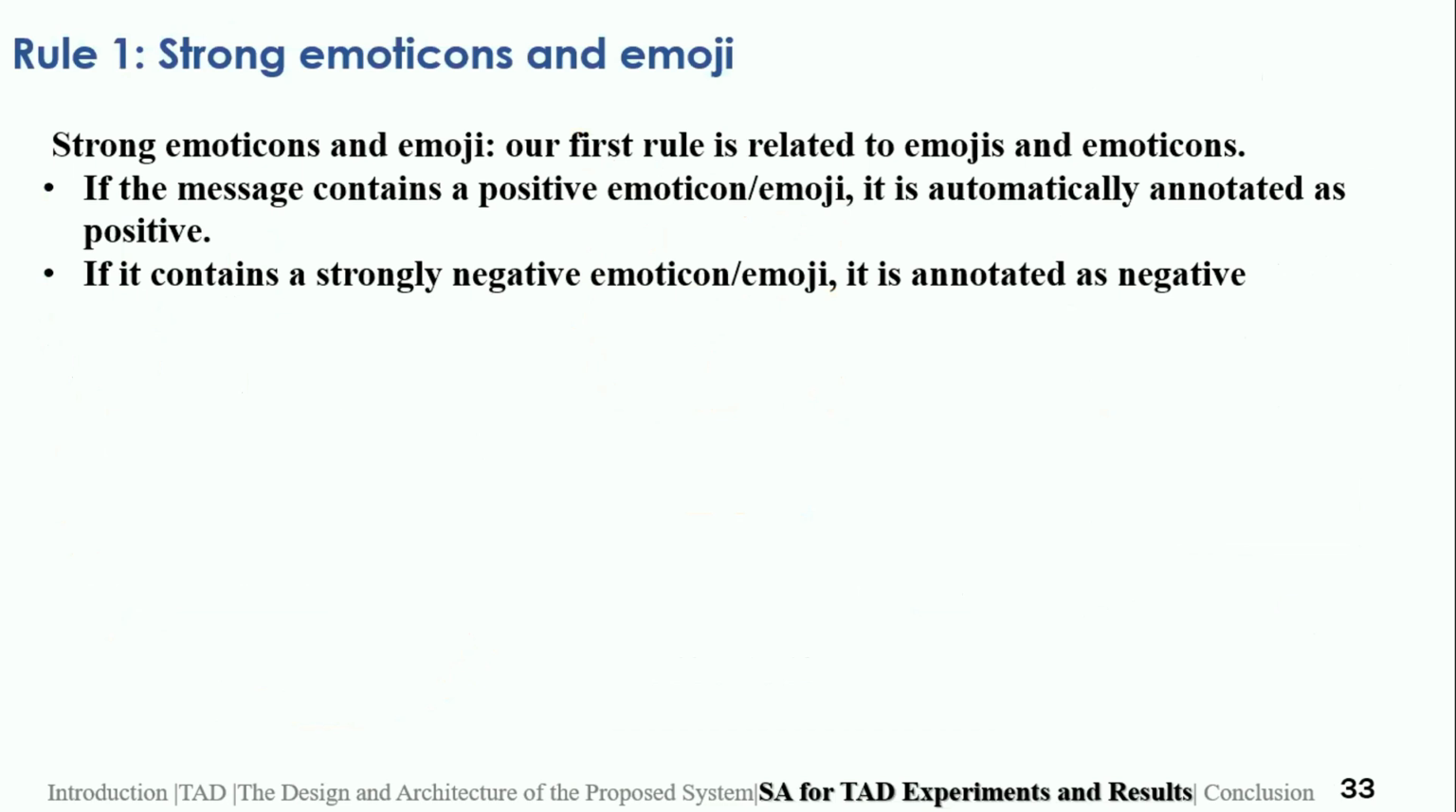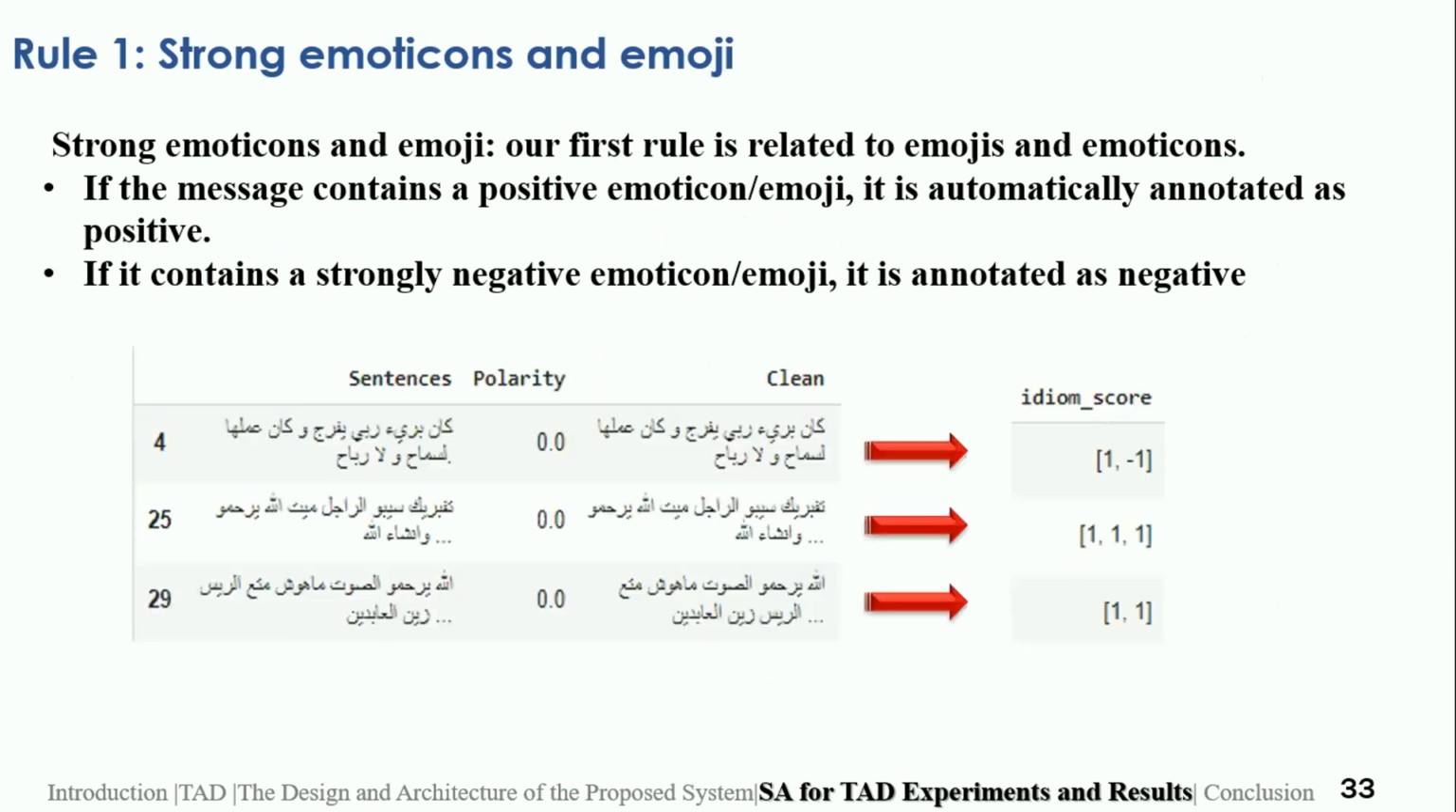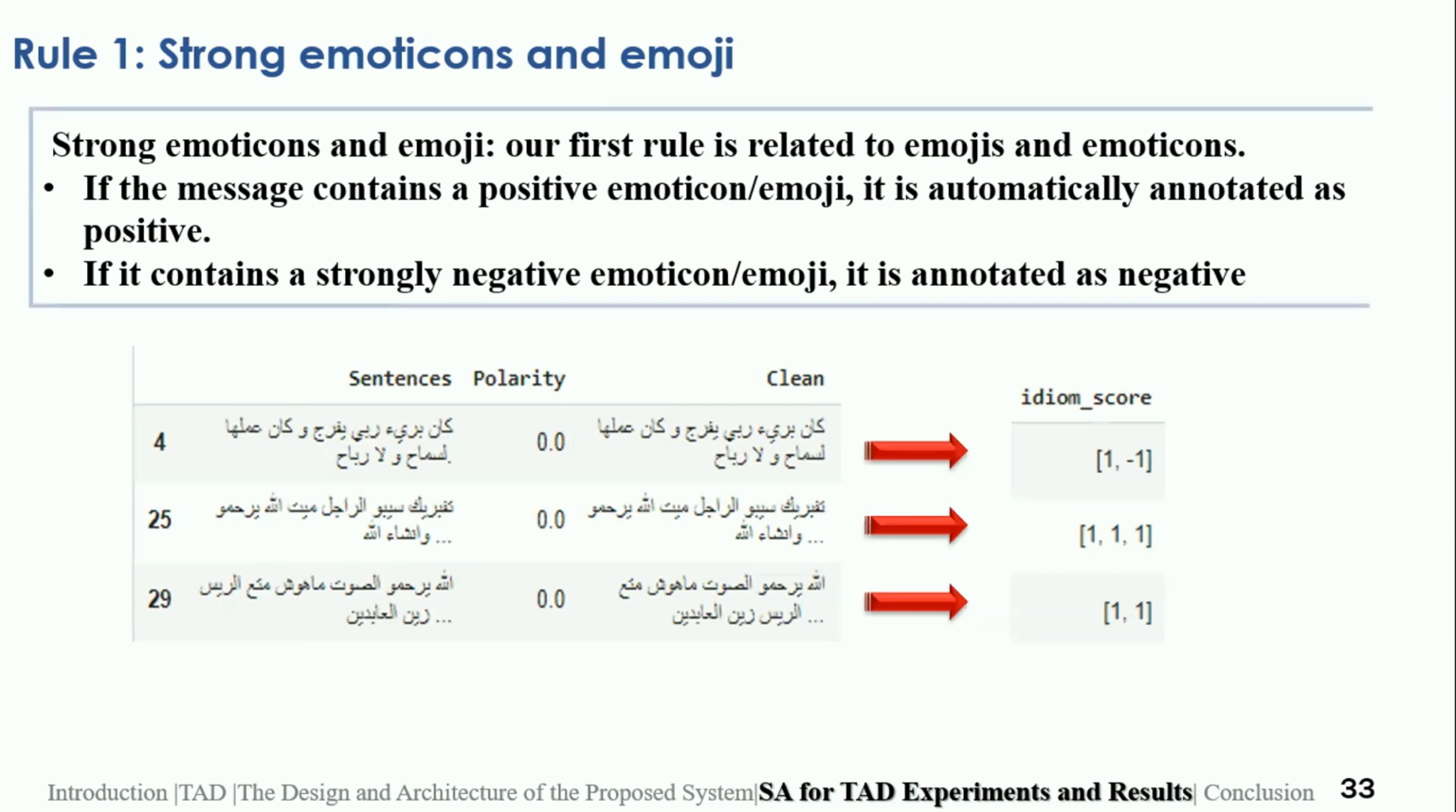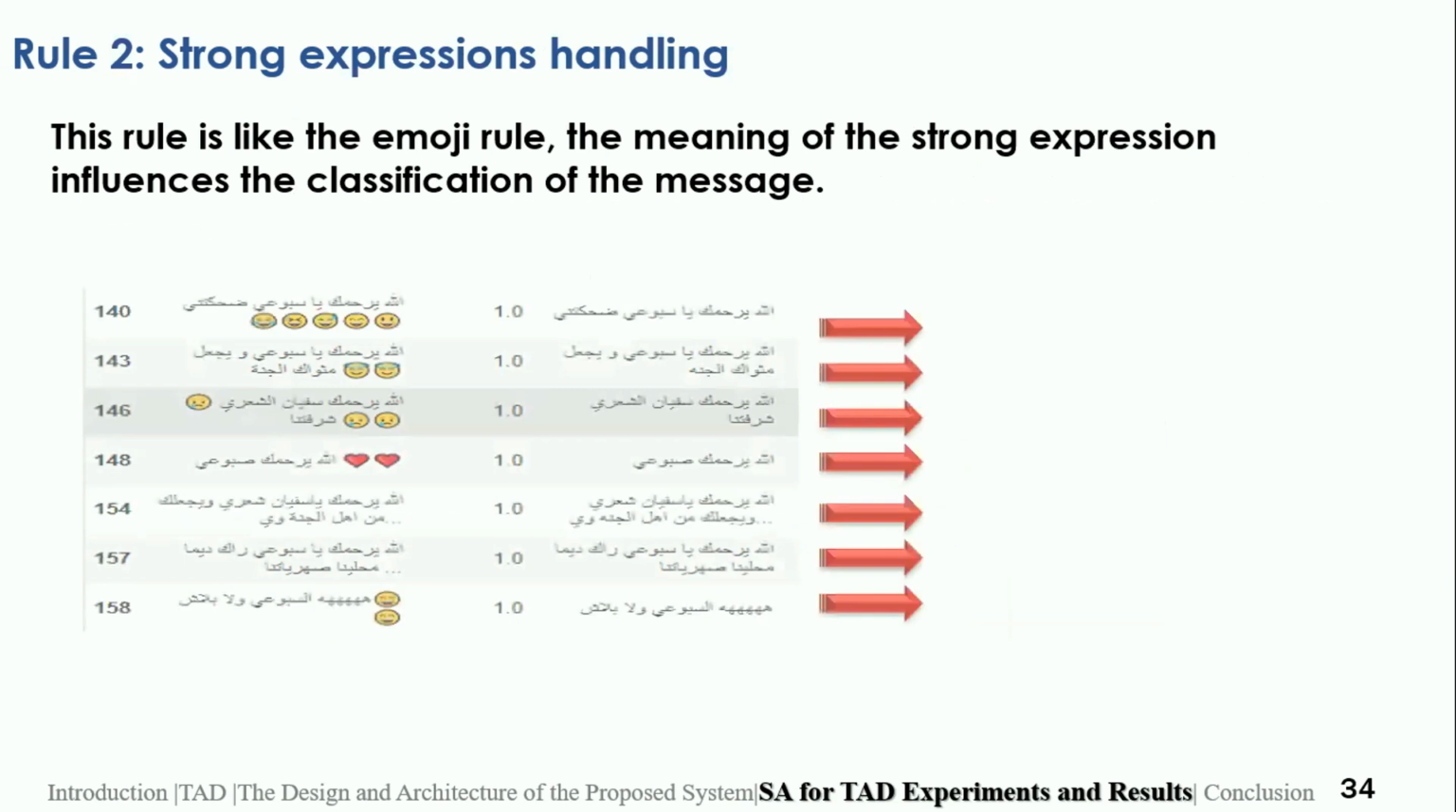Strong emoji and emoticon. Our first rule is related to emoji and emoticons. If the message contains a strong positive emoji, it is automatically annotated as positive. If it contains a strong negative emoji, it is annotated as negative. Some examples from our data. The next rule is the strong expression. This rule is like the emoji rule. The meaning of the strong expression influences the classification of the message. Some examples with the polarity.